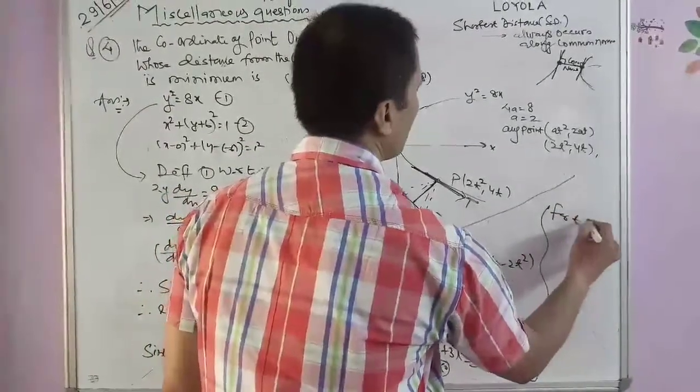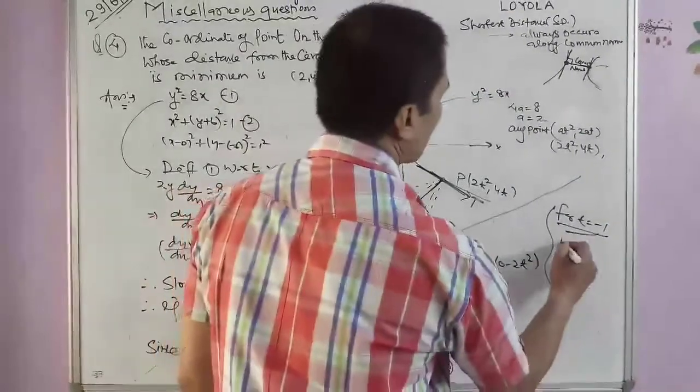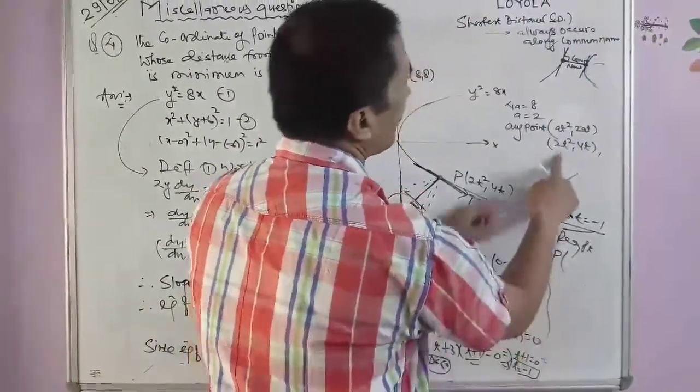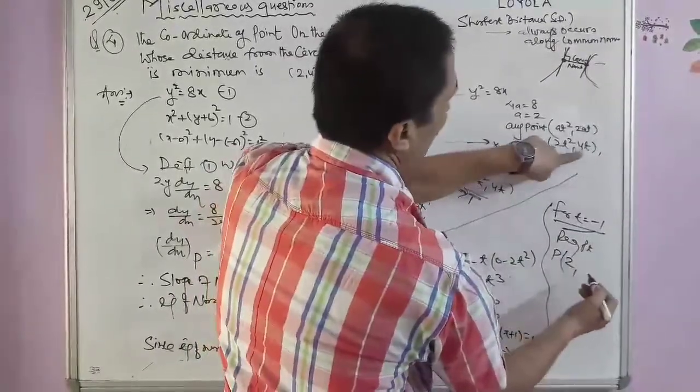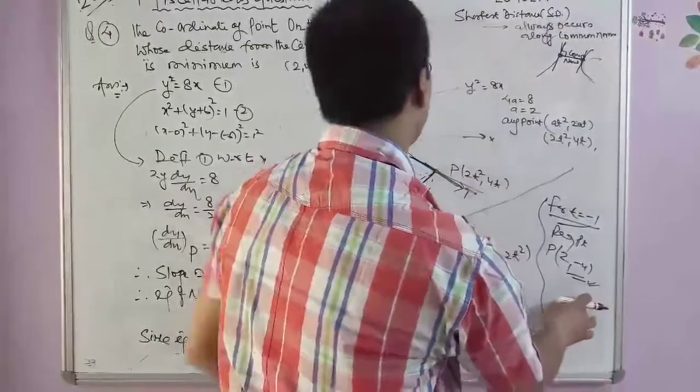For t equal to minus 1, the required point P will be t equal to minus 1 to minus 4. This is the required point.